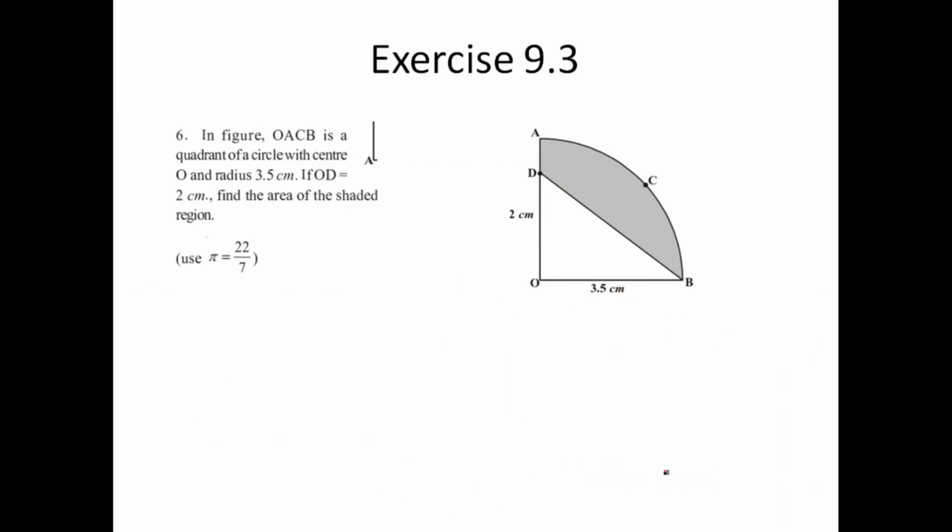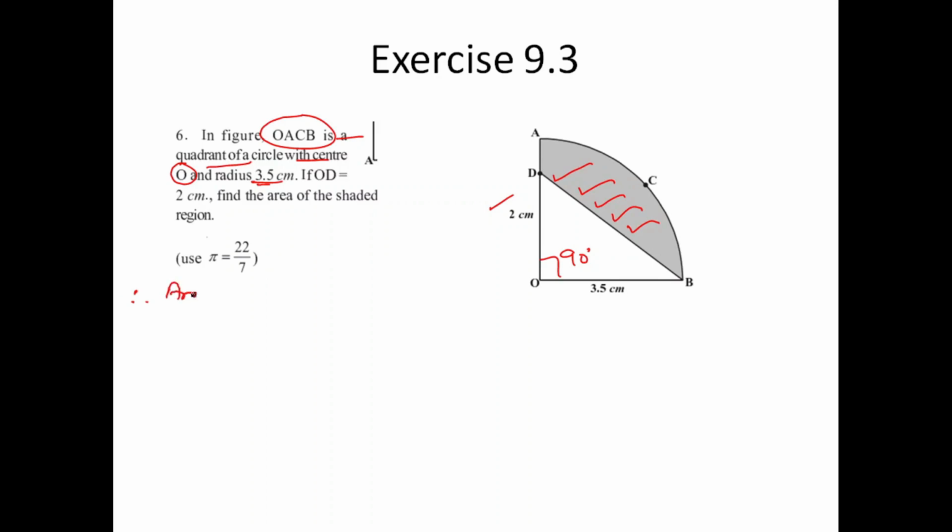Now, in the sixth sum, let us look into the sixth sum. Hope this is also easy. In the figure, OAB is a quadrant of a circle with center O and radius R. OD is also given over here, that is 2 centimeters. So this is clear, and you all know that this is an angle of 90 degrees directly. Now he is asking us to find the area of the shaded region. Hope this is clear. So let me solve this directly.